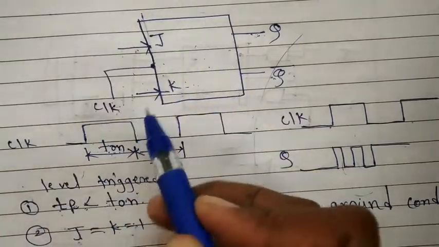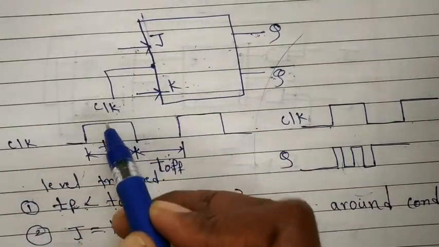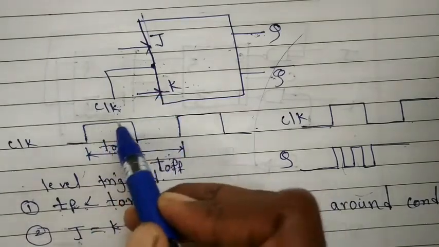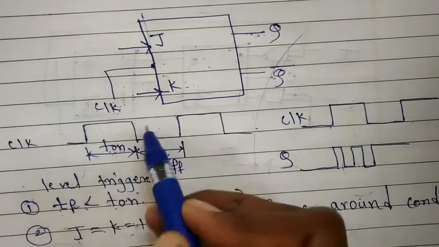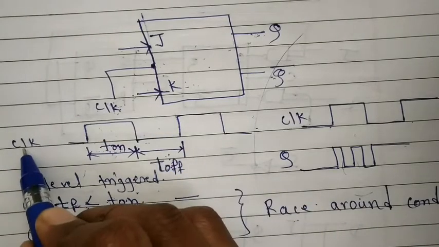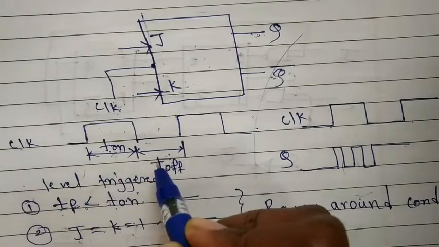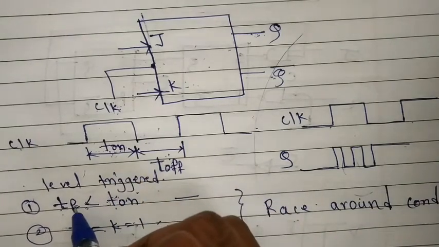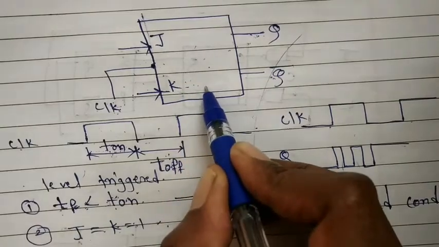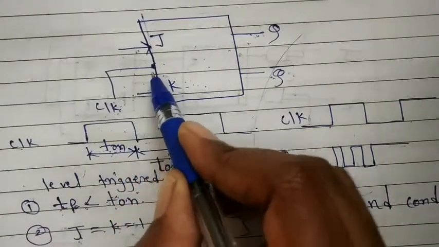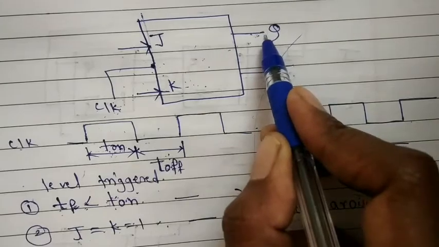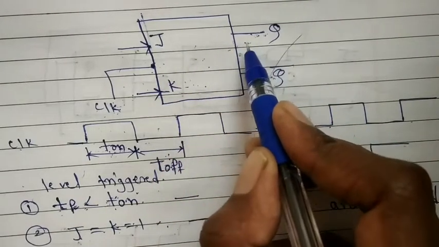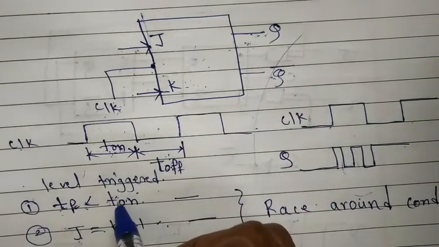This is the JK flip-flop which works on the clock signal. This clock signal may be a level trigger clock signal or an edge trigger clock signal. We are assuming this is a level trigger clock signal, which has a T on period and a T off period. The T on period is greater than the TP period, where TP is the propagation delay of this JK flip-flop, which means that on the activation of the clock signal, the circuit takes some time to produce the output. So this is the processing time, that is nothing but the propagation delay, and this delay is less than the T on period.